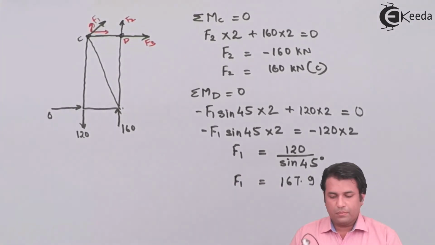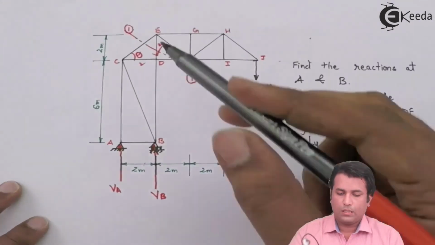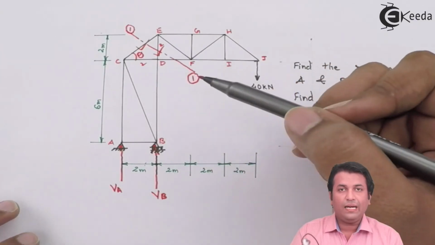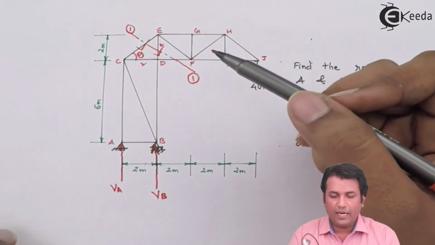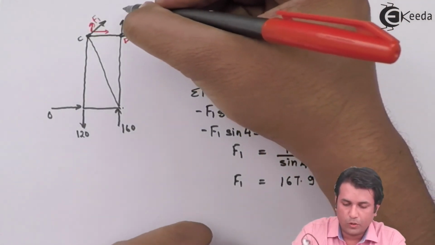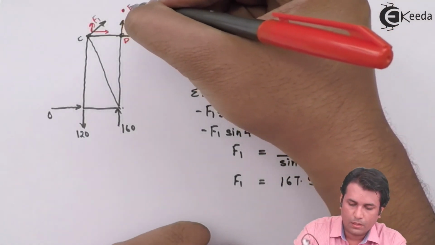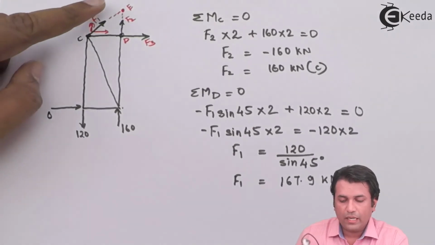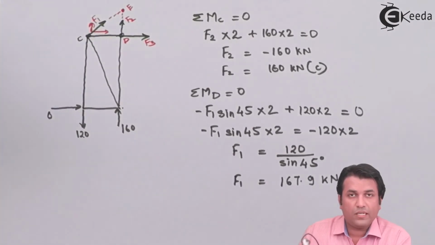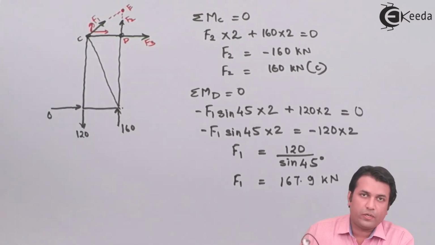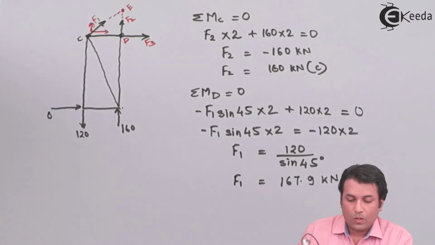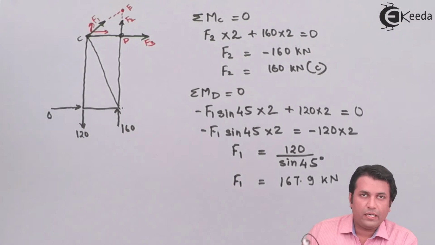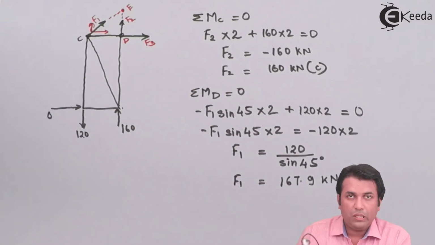So I can find out the value for F1. I've got the forces in the members CE and DE. Now all that remains is DF. For that I can take moment about E, this point over here. If I take moment about E, what happens? F1 and F2 are not going to create any moment because they are passing through the moment center. F3 is going to create a moment, and that would be anti-clockwise. What about the 120 kilonewton force? Even that is going to create an anti-clockwise moment. So I'll write an equation accordingly for that, about E.